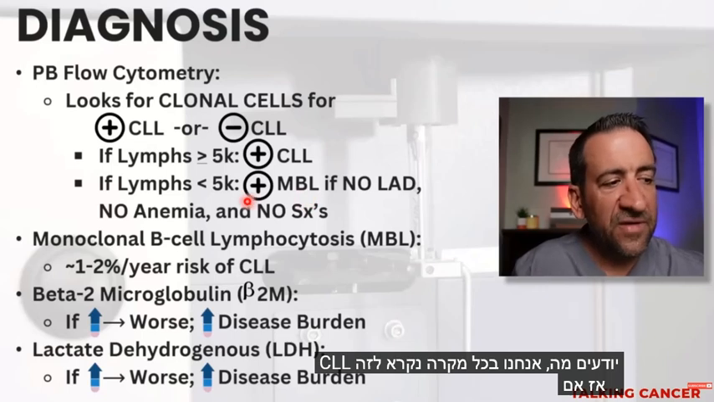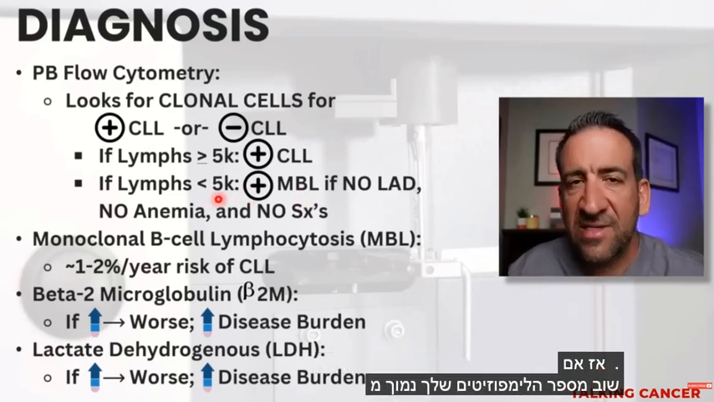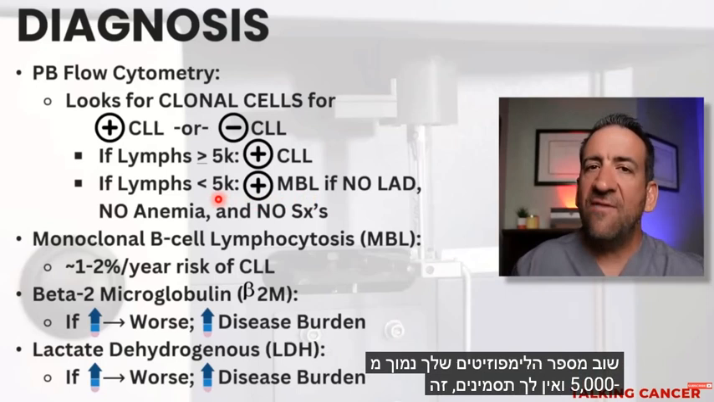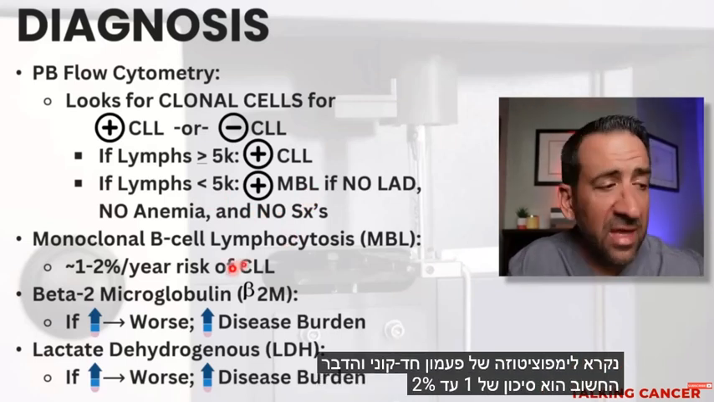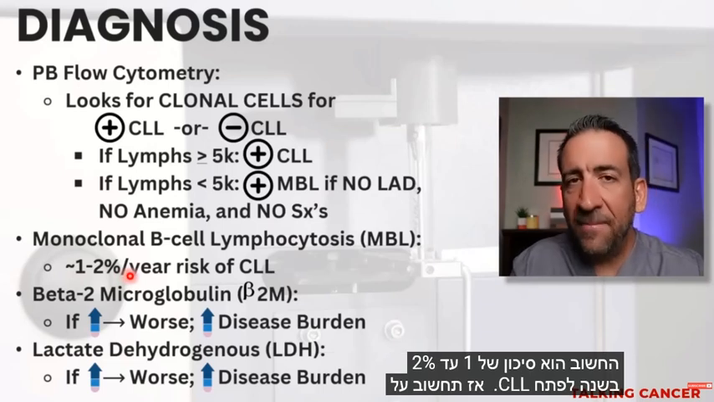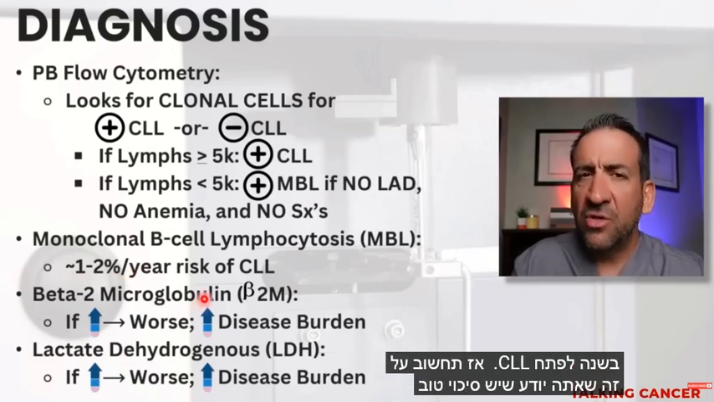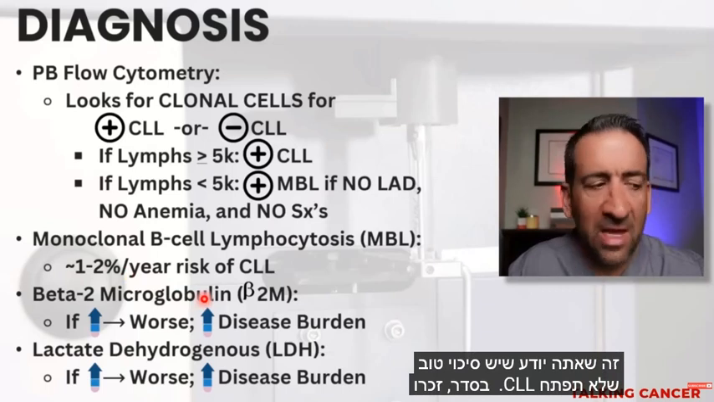So if your lymphocytes, once again, are less than 5,000 and you have no symptoms, it's called monoclonal B-cell lymphocytosis. And the important thing is 1 to 2% risk per year of developing CLL. So think about that. You know, there's a good chance you may not develop CLL.